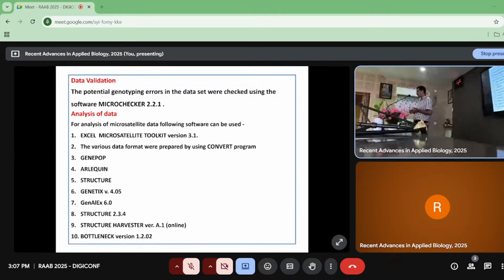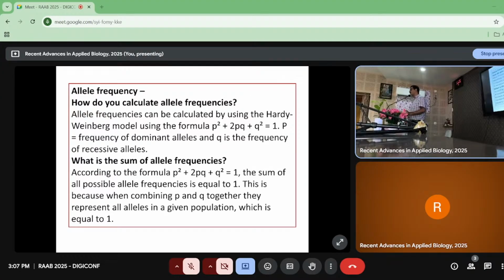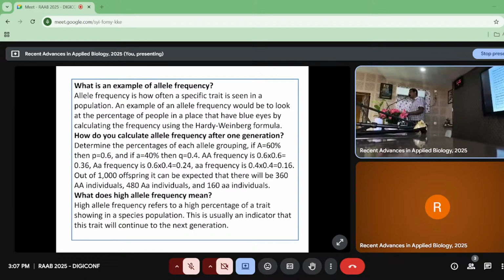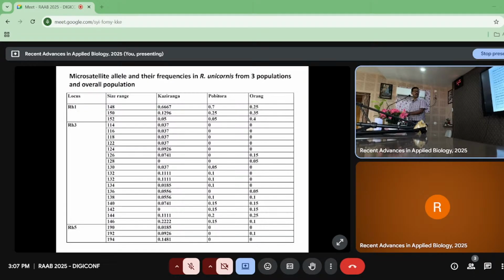These are the tools I used in the experiment. Now, allele frequency. This is generally known to students: what is allele frequency, the Hardy-Weinberg law, p squared plus 2pq plus q squared. How allele frequency is calculated, I will not discuss here. An example of allele frequency I will also not discuss.